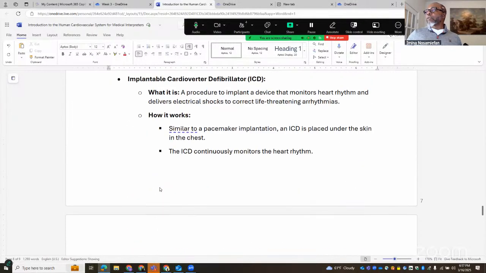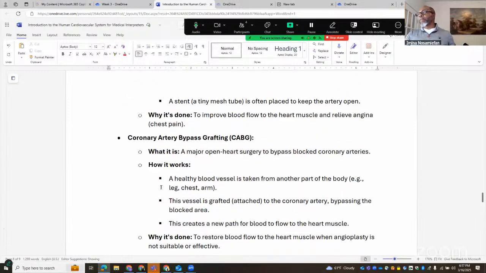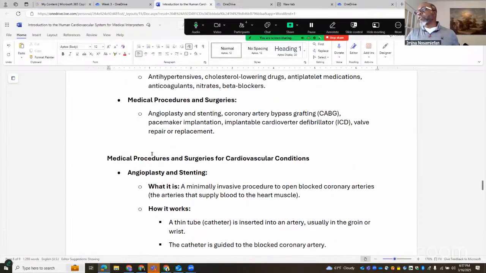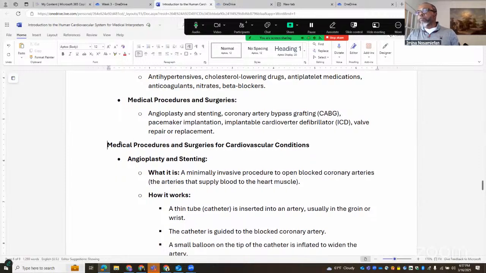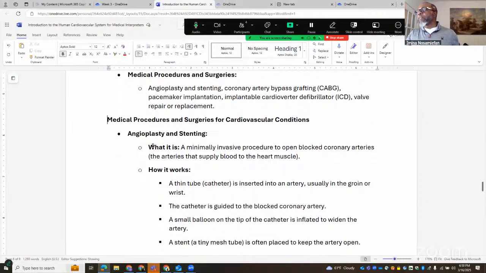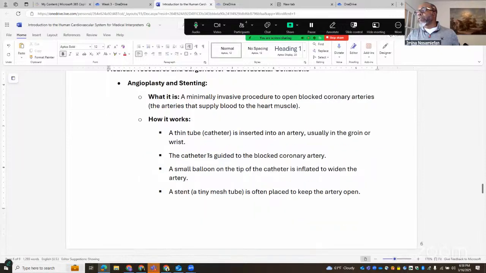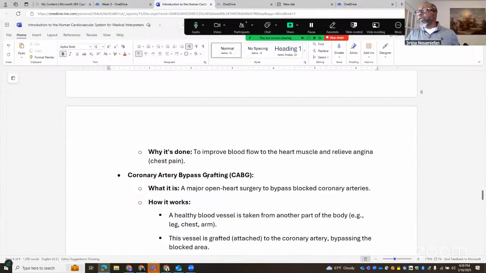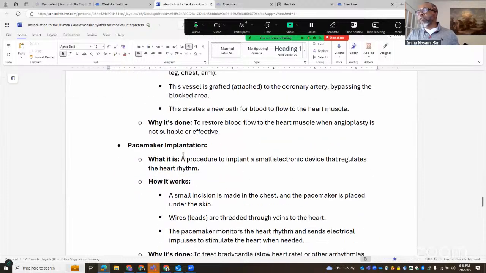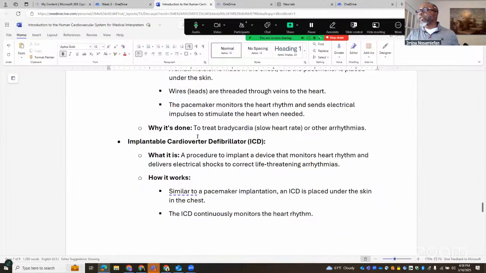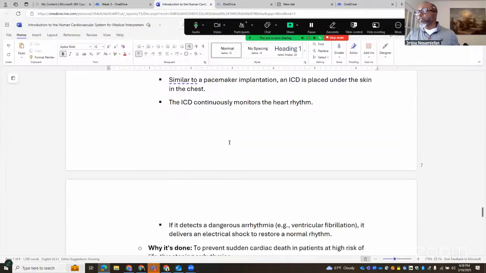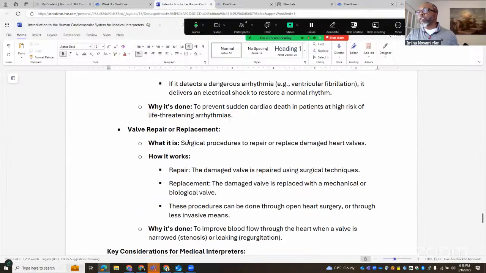All right, so this is medical procedures, surgeries for cardiovascular conditions. Okay, so it gives you a bit more detail here. Angioplasty, then coronary artery bypass grafting, called CABG. Major open heart surgery to bypass blocked coronary arteries. Pacemaker installation, implantable cardioverter defibrillator, and valve repair or replacement.